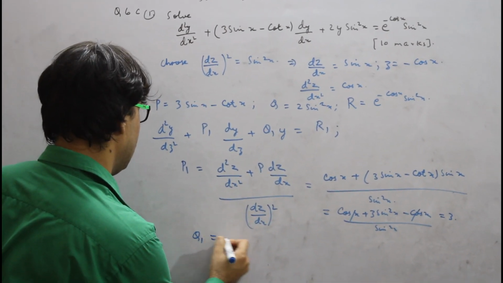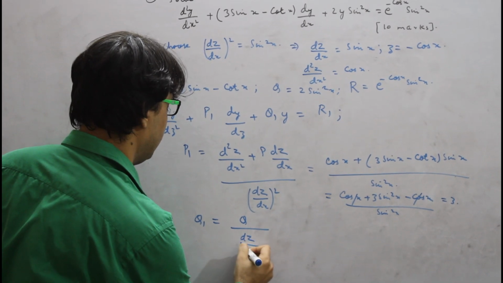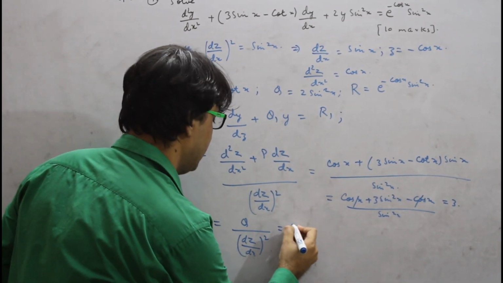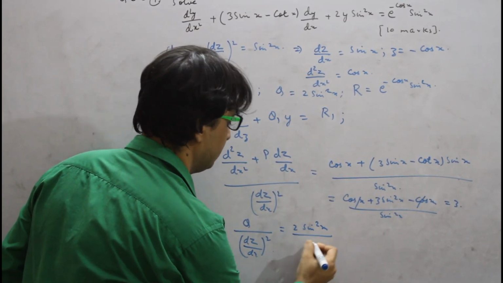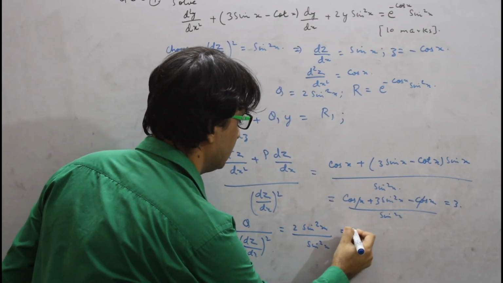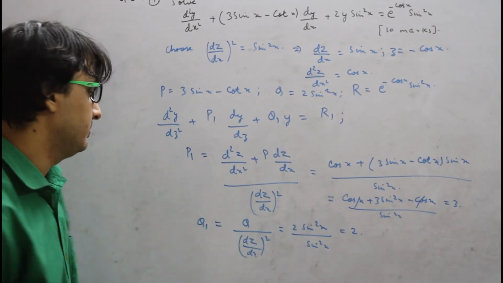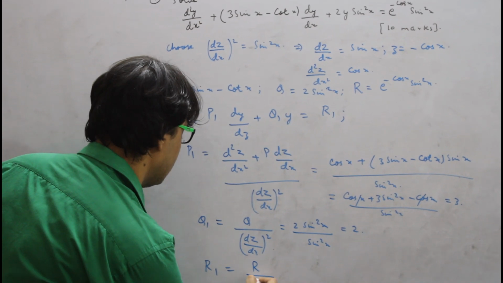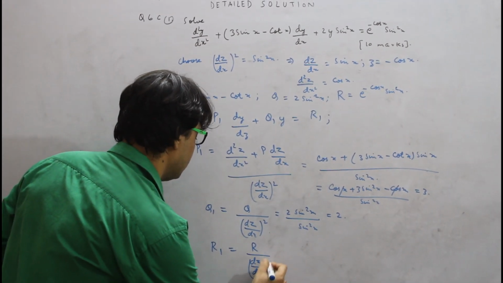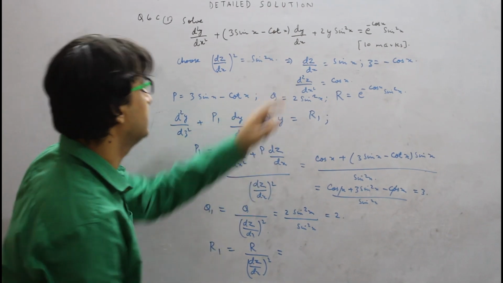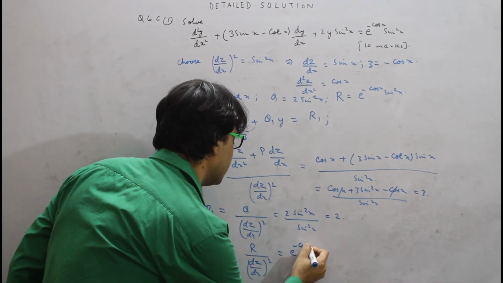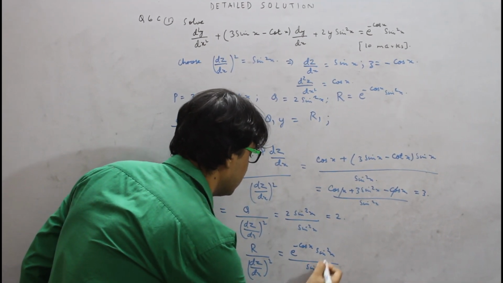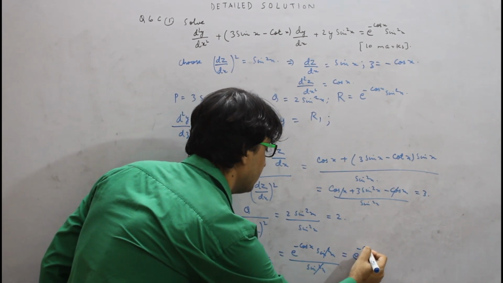Similarly, we have to find Q1, and its value is Q by (dz/dx)². So what is the value of Q here? We have to write this as 2 sin²x by sin²x. So this is the coefficient, that is Q1 is 2. Then what is the value of R1? R1 value is R by (dz/dx)². So R value is e^(−cos x) sin²x divided by again sin²x. So this one gets cancelled. So we can write it as e^(−cos x).